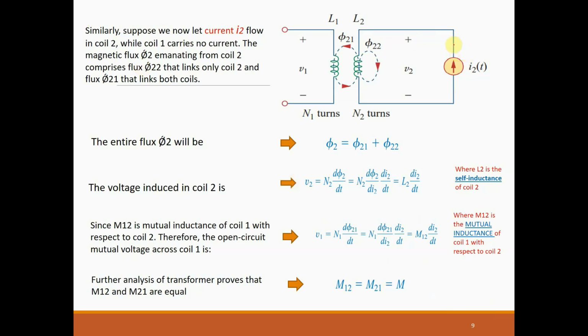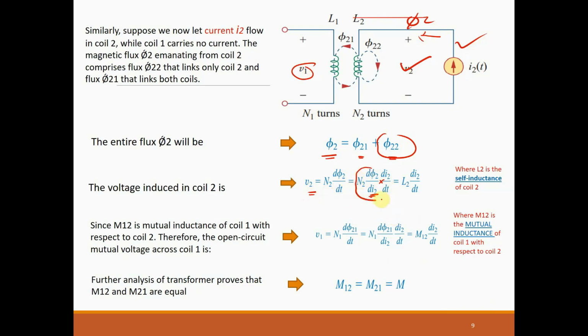Okay, now suppose we put the source on the other side. So what will happen? We will have Φ2, which will be equal to Φ21 plus Φ22. Φ22 will produce a self-induced voltage on this part of the circuit, and Φ21 will generate an induced voltage, which is e1. So e2 is equal to N2 dΦ2 over dt. We can write it as N2 dΦ2 over di2, because di2 is now the source, multiplied by di2 over dt.